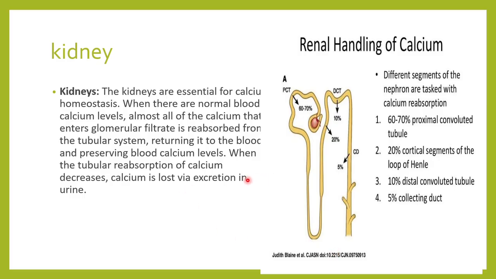The kidney plays an important role in calcium homeostasis. When there is a normal blood calcium level, most of the calcium entering the glomerulus is reabsorbed from the tubular system, returning to the blood so that we preserve the level of calcium. When the tubular reabsorption of calcium decreases, we lose calcium via urine.